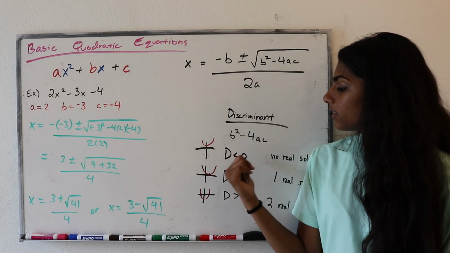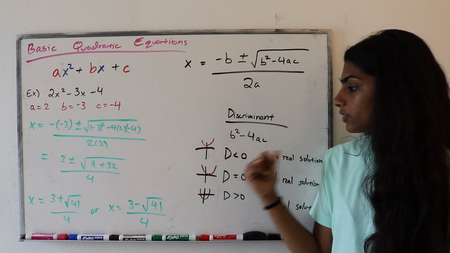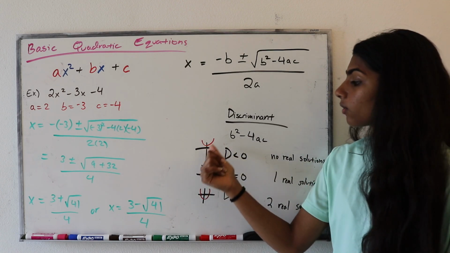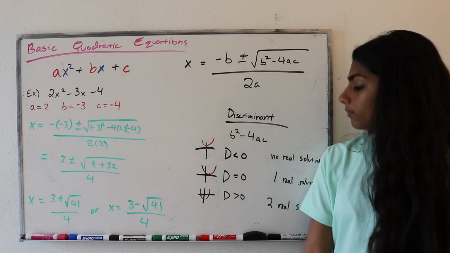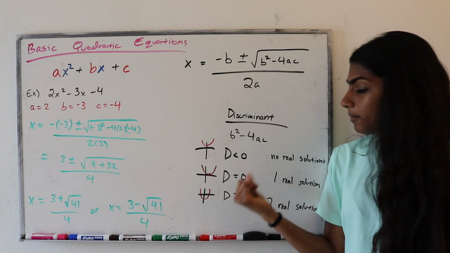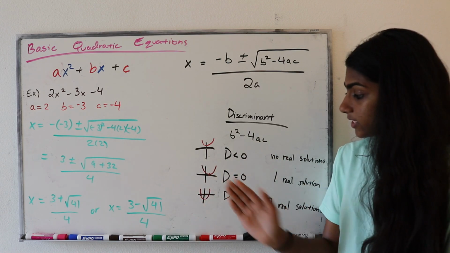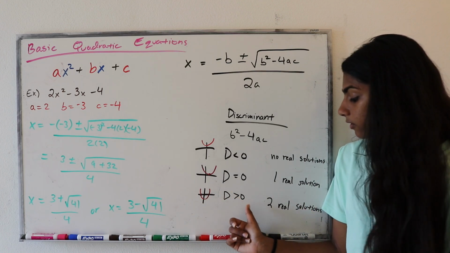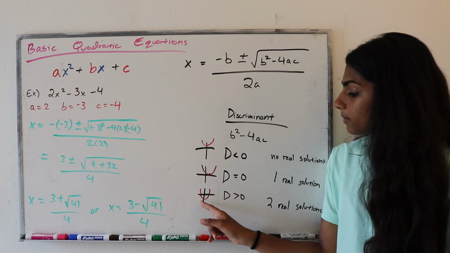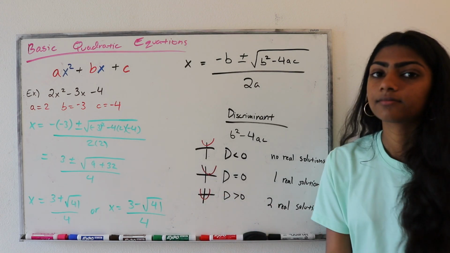When d, the discriminant, is less than 0, that means you have no real solutions. That means the graph doesn't cross the x-axis at all, as shown by this graph right here. Next, you can have d equals 0. That means you have 1 real solution. It crosses the x-axis once, and that's at its vertex, or its bottommost point. Next, we have d greater than 0, which gives us 2 real solutions. That means the graph crosses the x-axis twice, here and here.